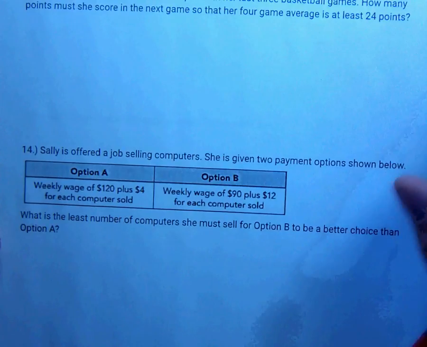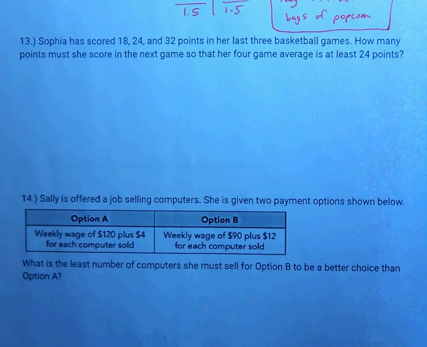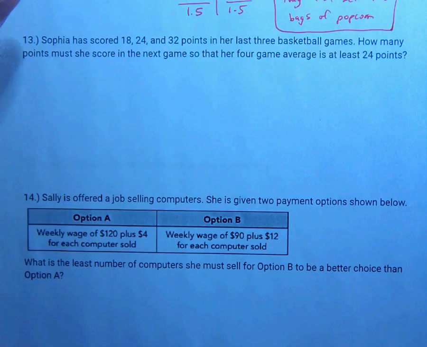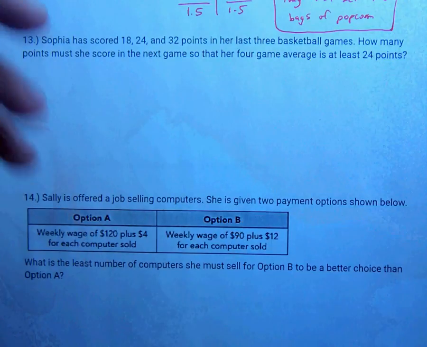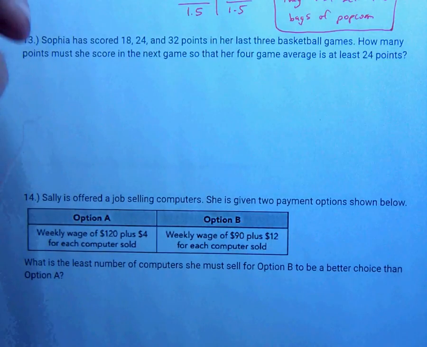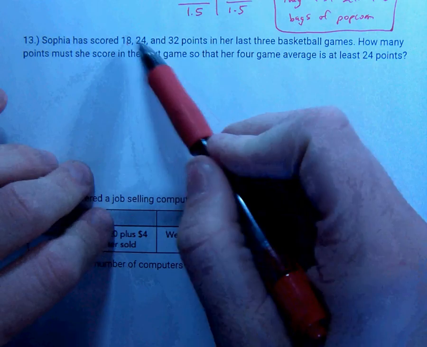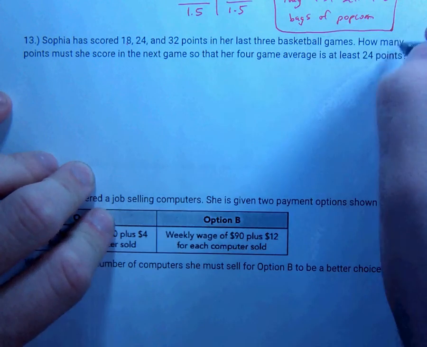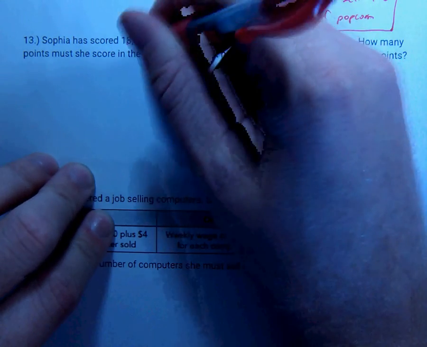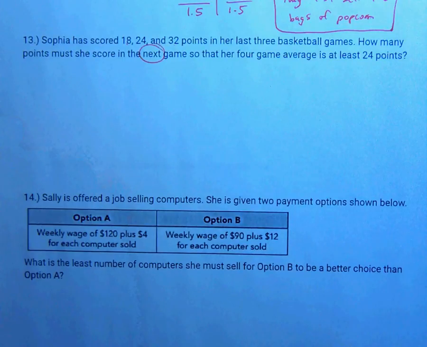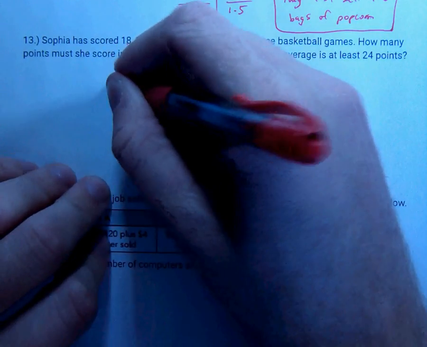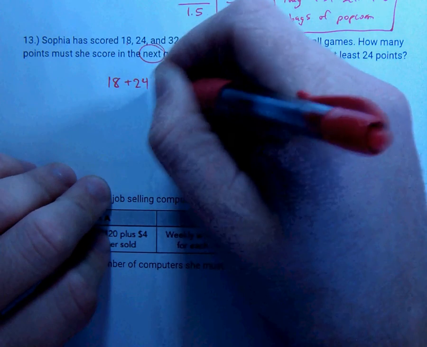Alright, the next one. Sophia scored 18 points, 24 points, 32 points in her last 3 basketball games. How many points must she score in the next game so that her 4-game average is at least 24 points? Anytime we find average, we add up everything that's happened and we divide by how many numbers there are. This is 3 games. The next game is going to be x, a 4th game. So we say 18 plus 24 plus 32.